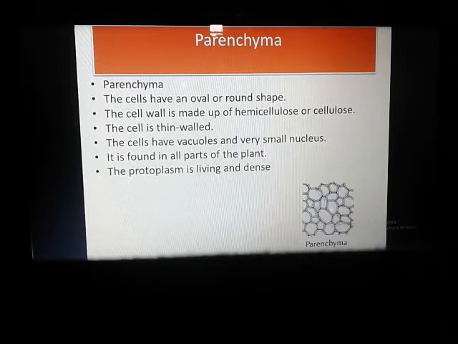So this is all about parenchyma. Parenchyma cells are basically round or oval in shape, and the cell wall is made of cellulose. The cell is thin walled, and it has a nucleus and vacuoles. It is found in all parts of the plant, and the protoplasm is living and dense.